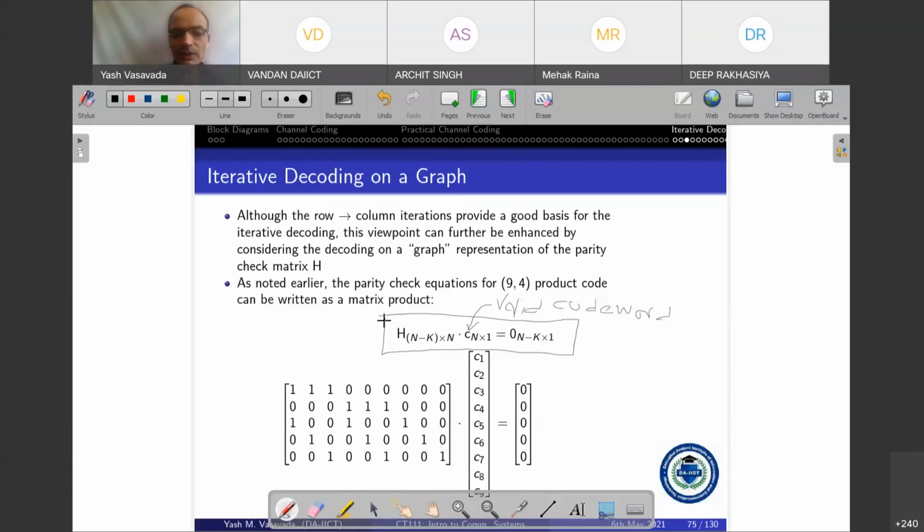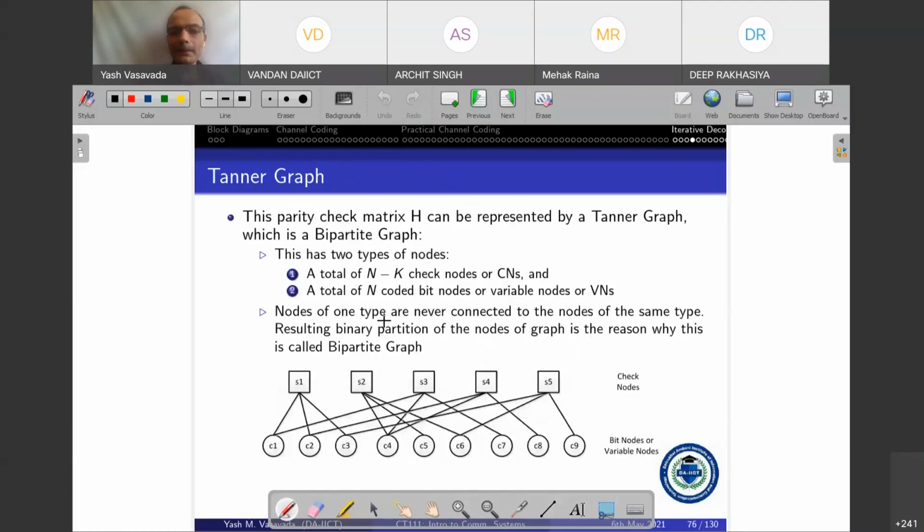And so correspondingly, we can draw this diagram. This also we have drawn earlier. This is specifically for the 9-4 product code, and it has 5 parity bits. And so there are 5 supervisory nodes, which from now on we are going to call check nodes or CNs. The reason they are called check nodes is that they check whether the parities are satisfied.